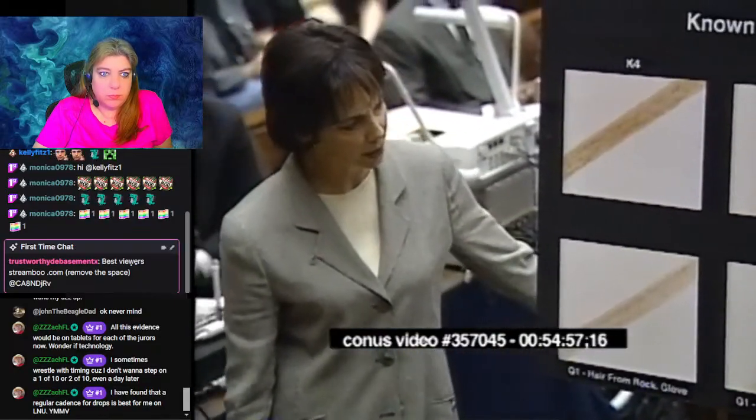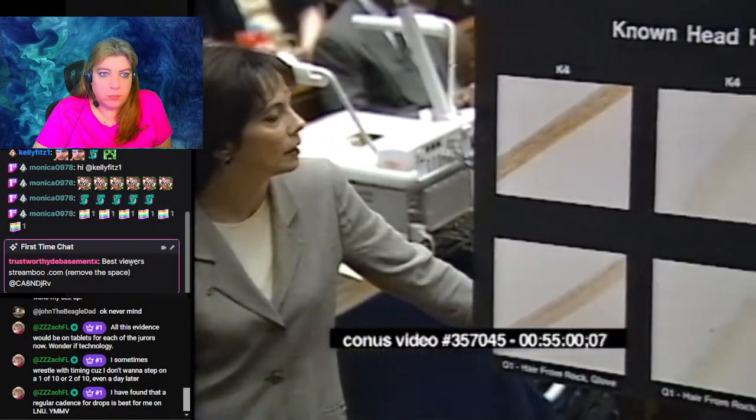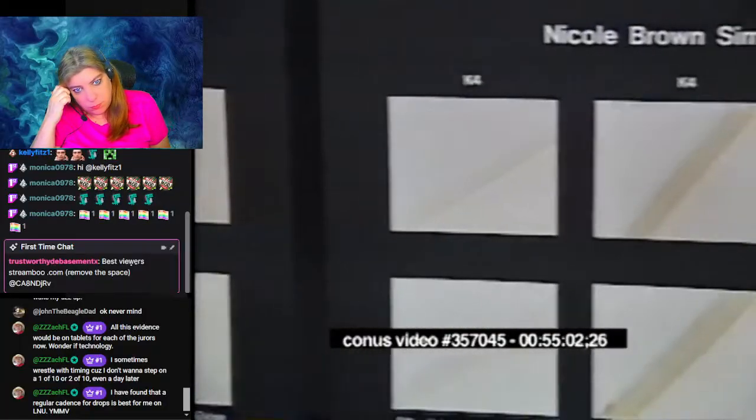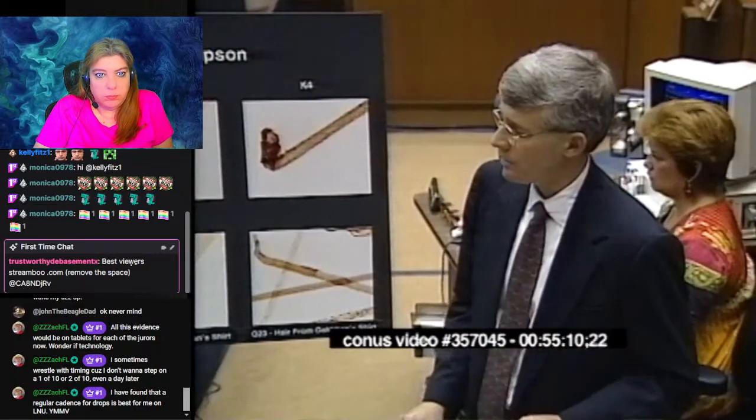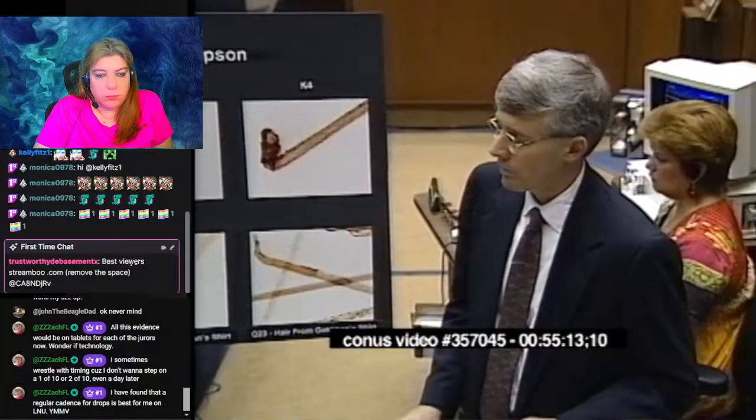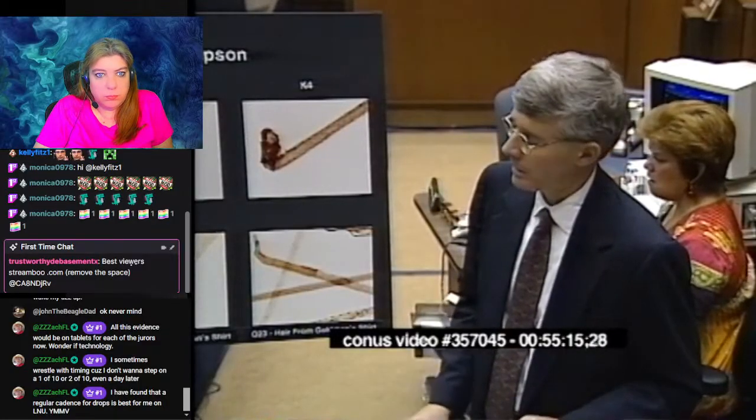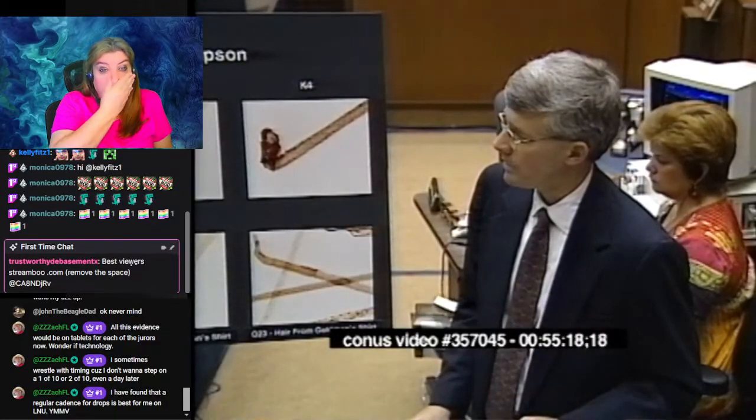Can you describe what those hairs on the Rockingham glove look like? As I said, the one was approximately 12 inches long, and it was broken at the proximal end, or nearest to where the hair attaches itself to the scalp. The others were fragments. Again, I don't recall the exact length, but they were shorter fragments.